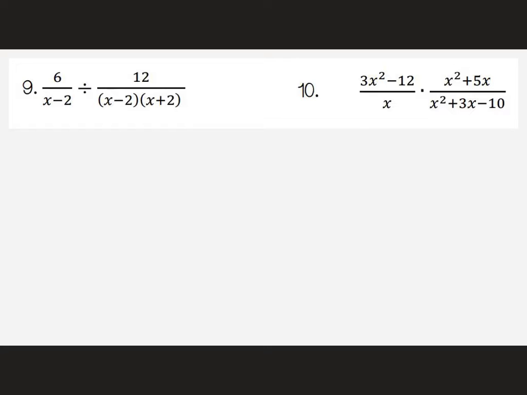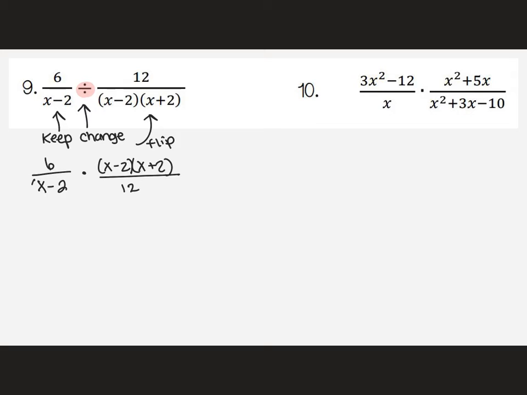Still multiplying and dividing, notice that this problem is a division problem. I'm starting the same way. I want to make sure everything is fully factored, and it is. Once I know that it's fully factored, we're going to keep the first fraction. We're going to change from division to multiplication, and we're going to flip this fraction upside down. After that, this just becomes a multiplication problem, and we start canceling common factors.